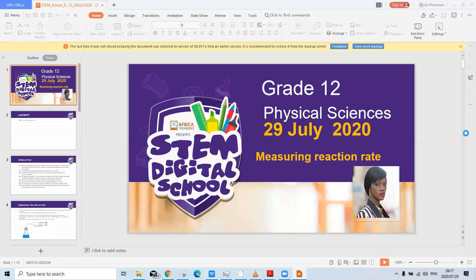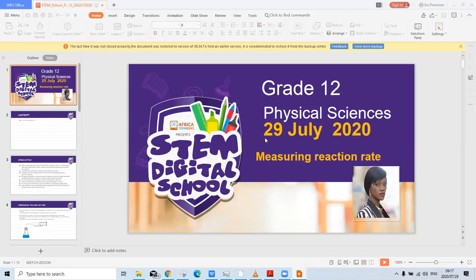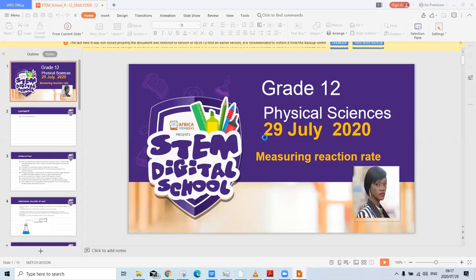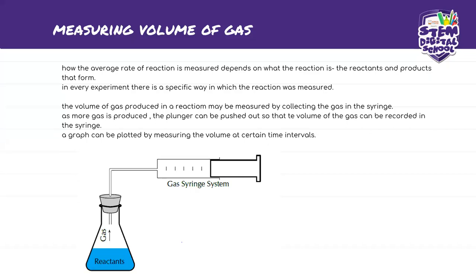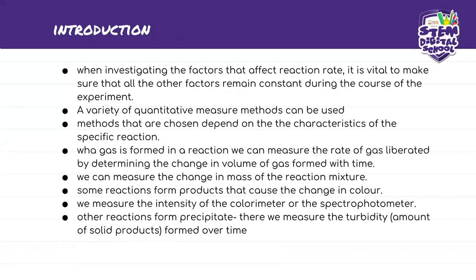Okay, so what we know is that when investigating the factors that affect reaction rate, it is vital to make sure that all other factors remain constant. Basically it means that you need to make sure that all your measurements are the same in all parts of your experiment. It's very important that when investigating factors that affect reaction rate, all other factors remain constant during the course of the experiment.